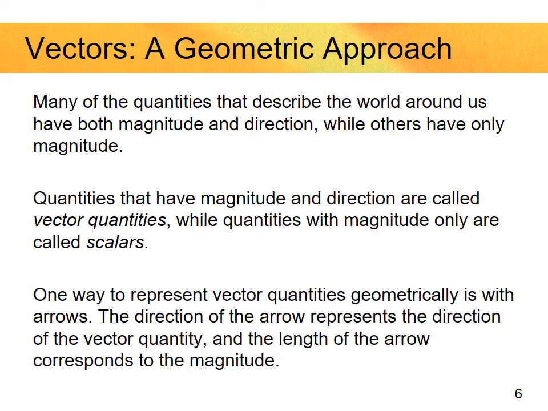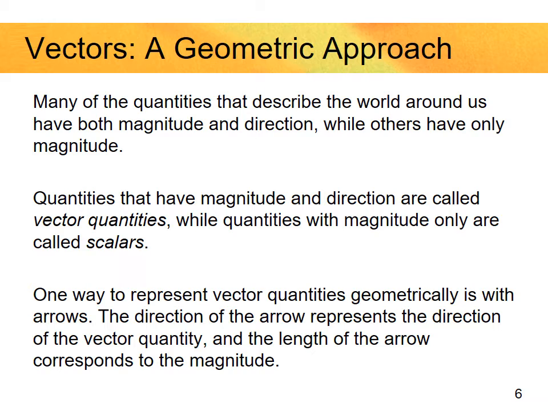All right, you don't need to copy all this down, but you can read it here as I read it. Many of the quantities that describe the world around us have both magnitude and direction, while others only have magnitude. So it just says, hey, that car was going 50 miles per hour, and it's not giving you direction. Quantities that have magnitude and direction are called vector quantities, while quantities with only magnitude are called scalars. I don't expect you to write all this down. Just think with me. It is inside the textbook as well.